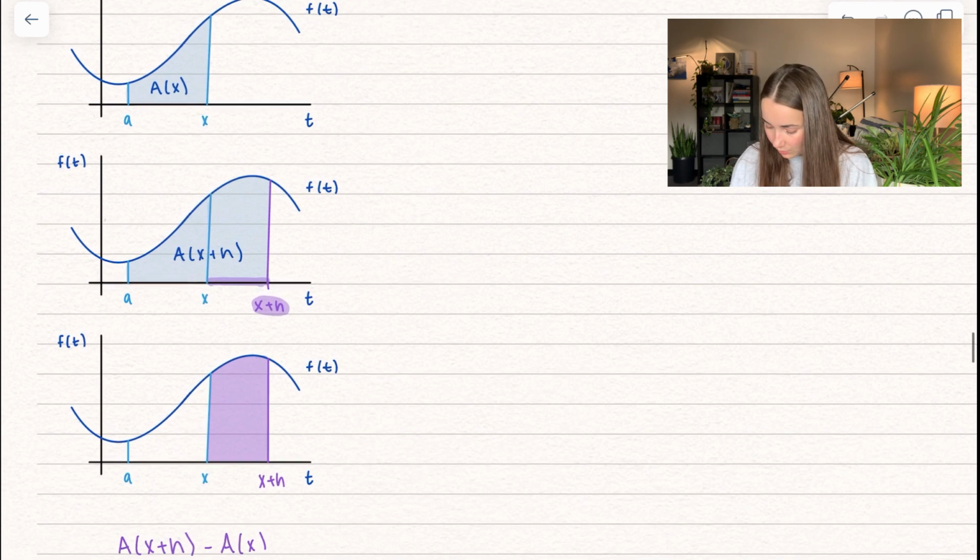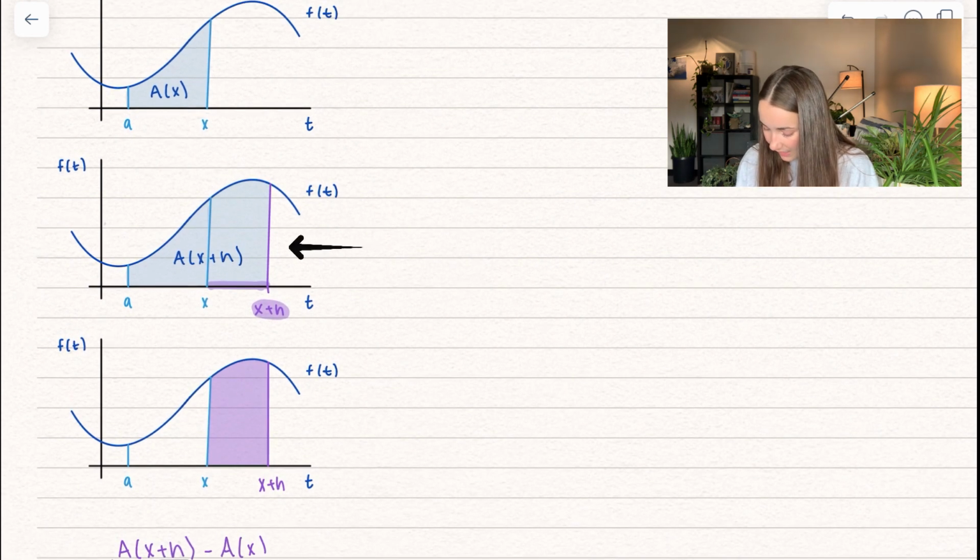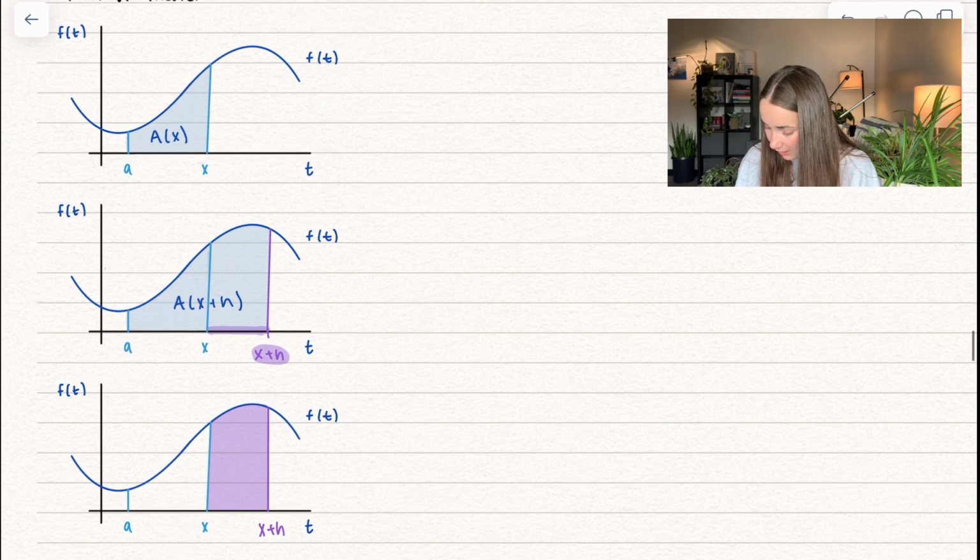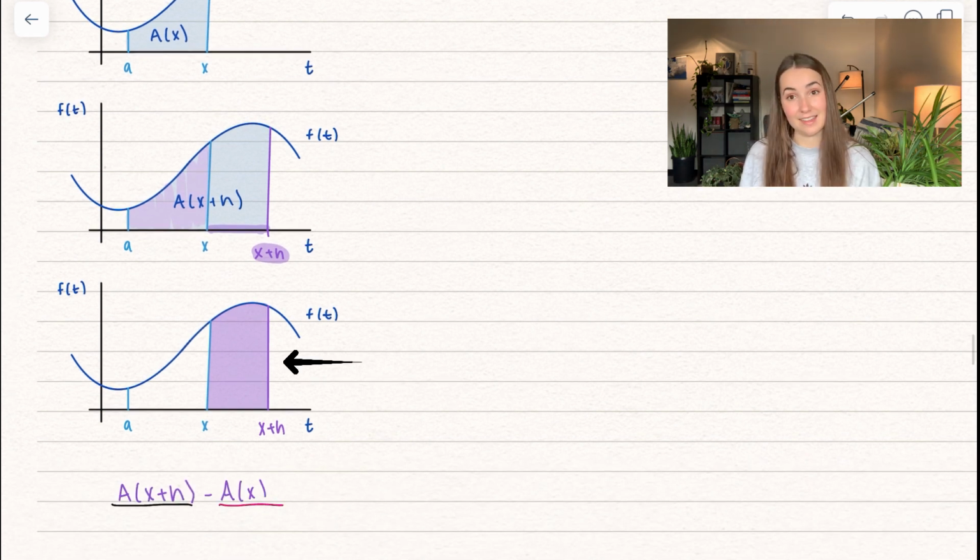So in order to do that, I'm going to take my big area, A of x plus h, and I'm going to subtract off my little area. So it's like if I took my big area, A of x plus h, and I subtracted off this whole area right here. All that we would be left with is this area, as we can see in that last photo.